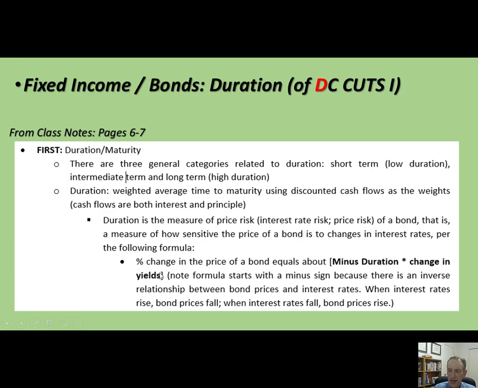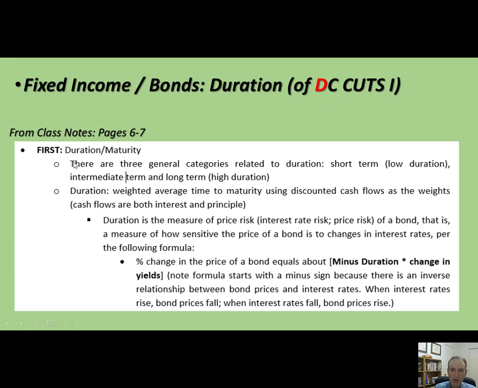So cash has no price risk, no interest rate risk. At least the price risk part of interest rate risk has the reinvestment risk. So when interest rates rise, bond prices fall. When interest rates fall, bond prices rise if they have a positive duration, and most bonds do have a positive duration. All right, so there's a definition of duration.